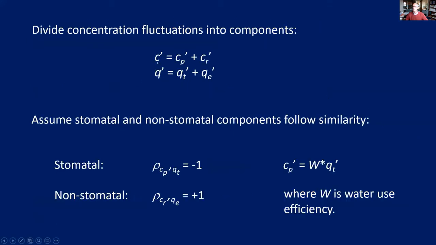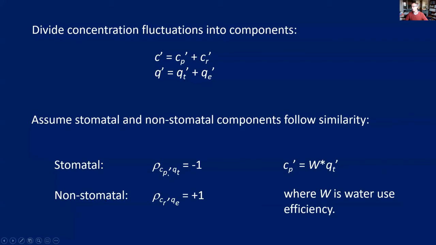We could take our fluctuations in the CO2 concentration and divide them into fluctuations due to photosynthesis and fluctuations due to respiration. We could take our fluctuations in water vapor and divide that into fluctuations due to transpiration and fluctuations due to evaporation. And then we apply similarity to the stomatal and non-stomatal components separately.